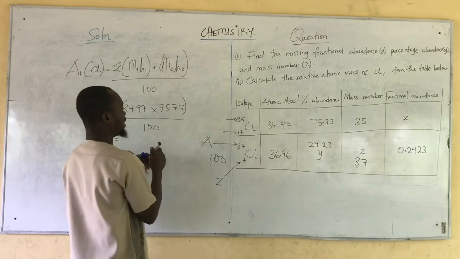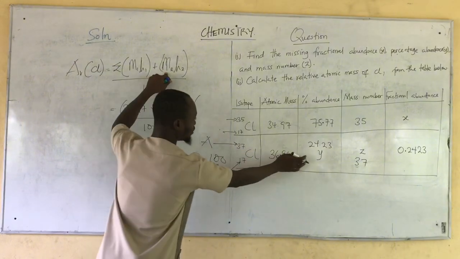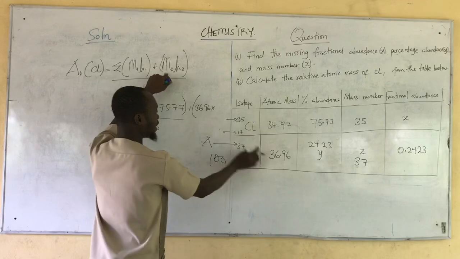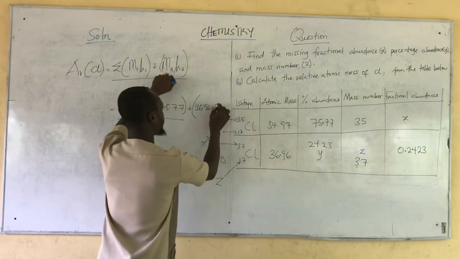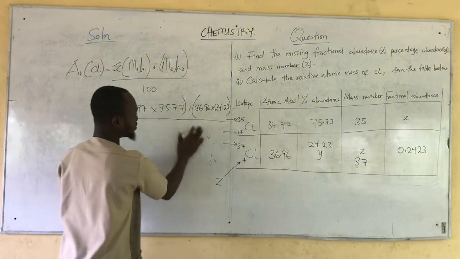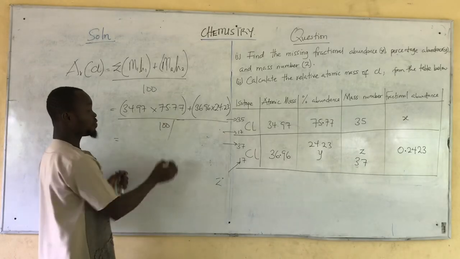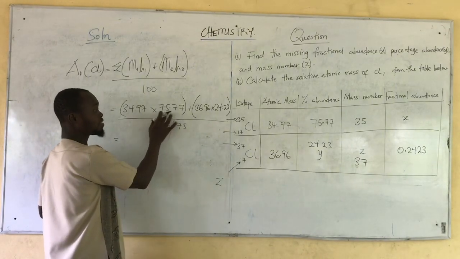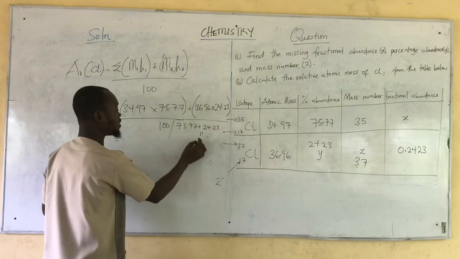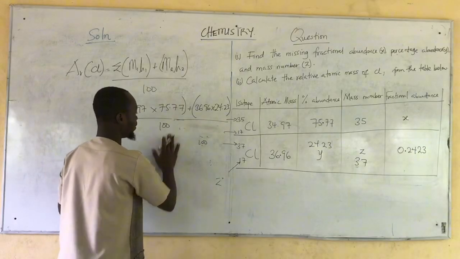Is that okay? Then plus the mass of the second one, we have here 36.96 multiplying its abundance. Its abundance is 24.23. Is that okay? All divided by the total abundance, or if it is in percentage, all divided by 100. The total abundance is 75.77 plus 24.23, and that will surely give us 100. So you can just write all divided by 100, and then we are good to go.